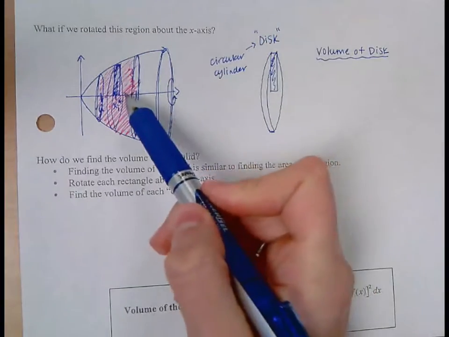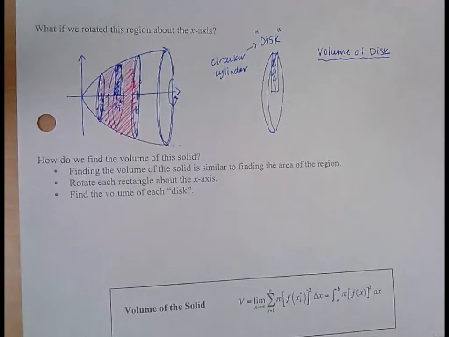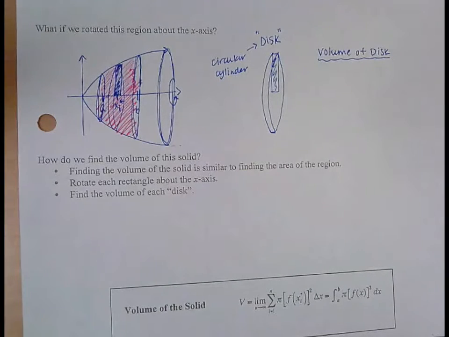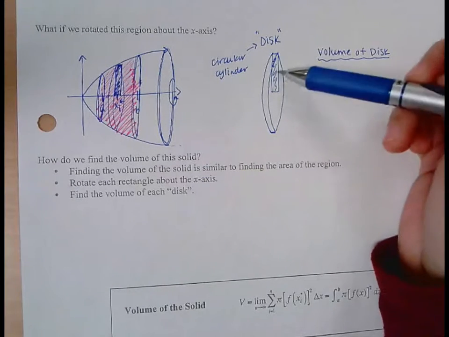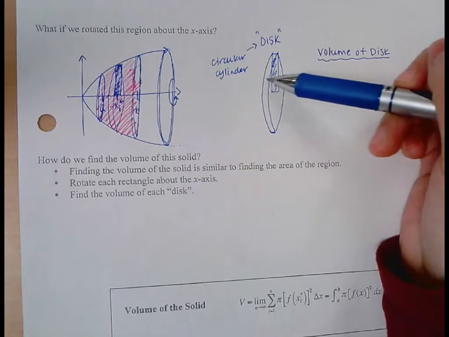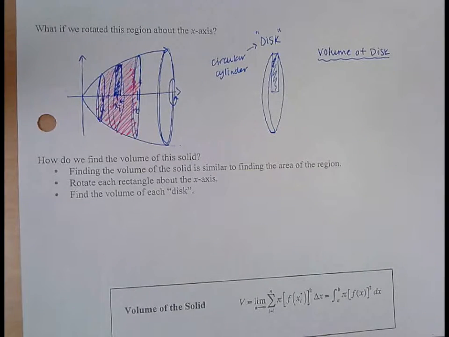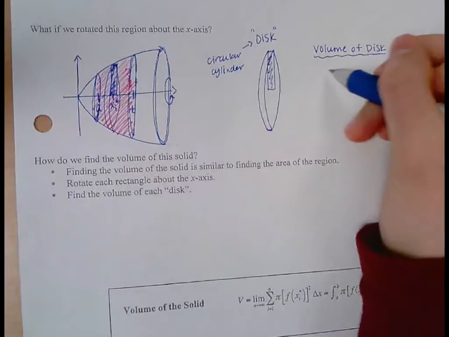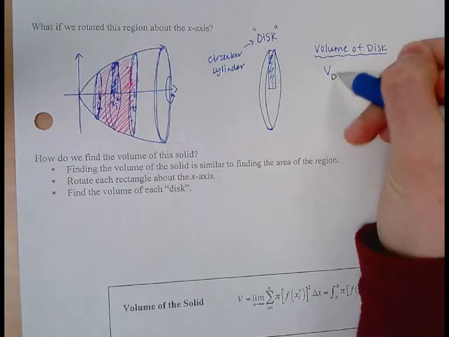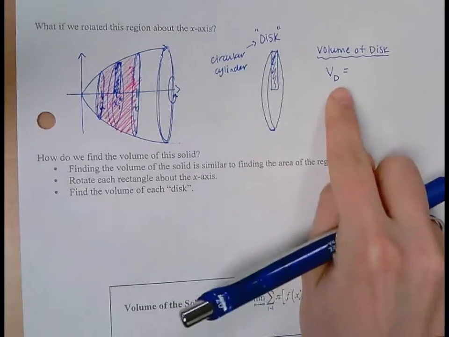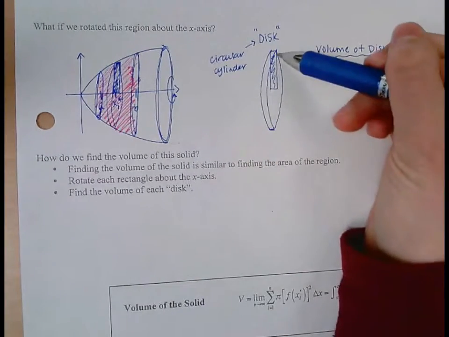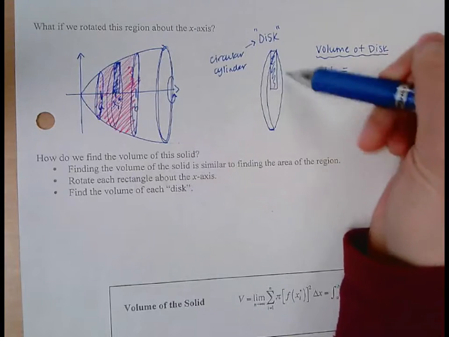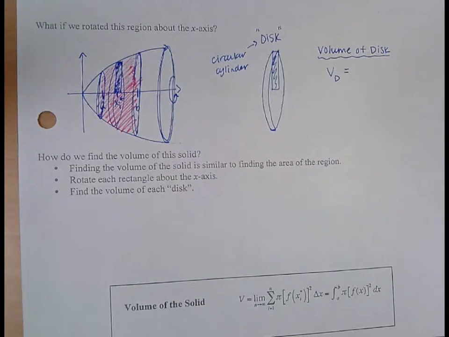Okay, because if I just sliced through this solid, the surface of this disc is a circle because it was rotated 360 degrees around that x-axis. So the surface is a circle, and then I have that width, so it would be a circular cylinder. So the volume of that disc, I'm just going to put V sub D, would be the area of that circle, the area of the surface, or they call it a cross section.